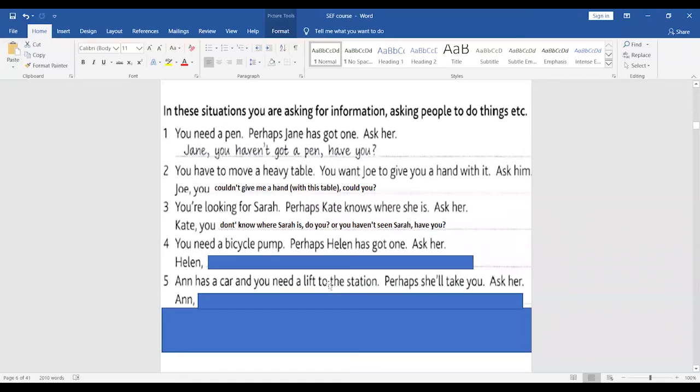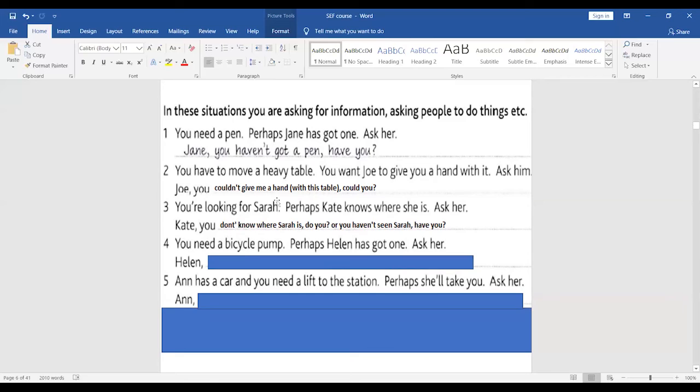The third exercise is in these situations, you are asking for information, asking people to do things, etc. You need a pen. Perhaps Jane has got one. Ask her. Jane, you haven't got a pen, have you? The second one is you have to move a heavy table. You want Joe to give you a hand with it. Ask him, Joe, could you give me a hand with this table?